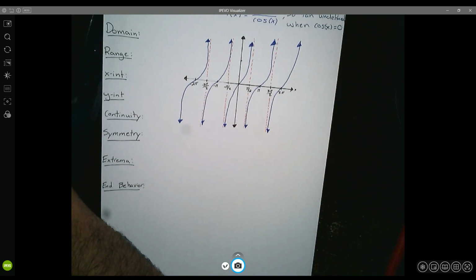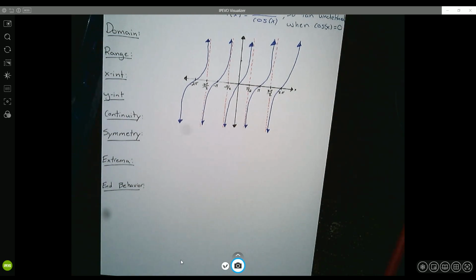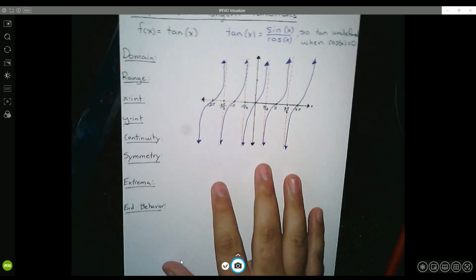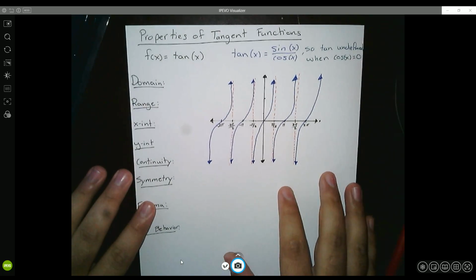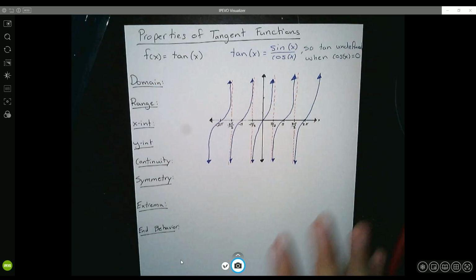Today we're going to go over something new and talk about tangent functions. To begin with tangent functions, we're going to do the same thing as we did with sine and cosine. We're going to define the properties of it. The initial thing is the properties. We need to talk about what tangent x is equal to. If you can remember back, tangent x is actually equal to sine x over cosine x.